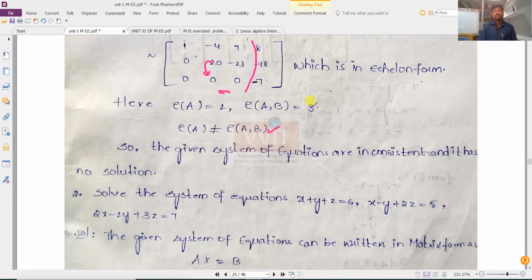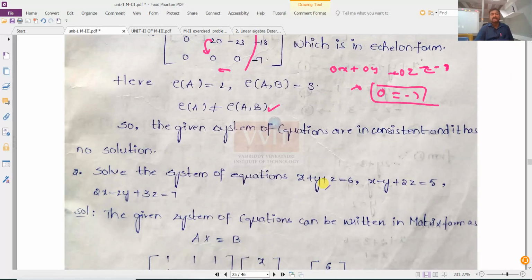How do we say that it is inconsistent? If you observe clearly, this is 0x plus 0y plus 0z equal to minus 7, which means 0 equal to minus 7. Is it possible? No, it is never possible. So that's the reason the solution does not exist in the case of inconsistent. Hope you understood this. This is the case for inconsistent.